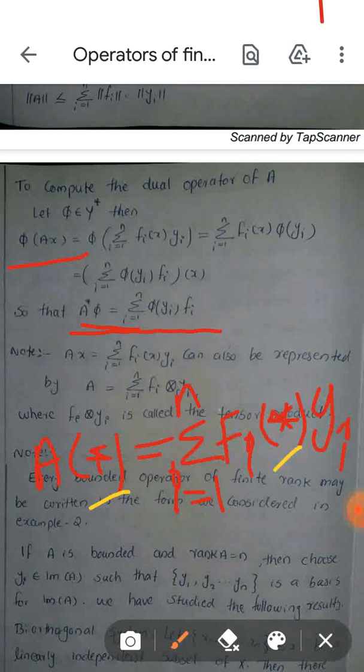Now if we represent this in another way, A equal to summation i equal to 1 to n fi of x into product yi. Here it's denoted by tensor product. It is read as tensor product. That is, A equal to summation i equal to 1 to n fi tensor product with yi.